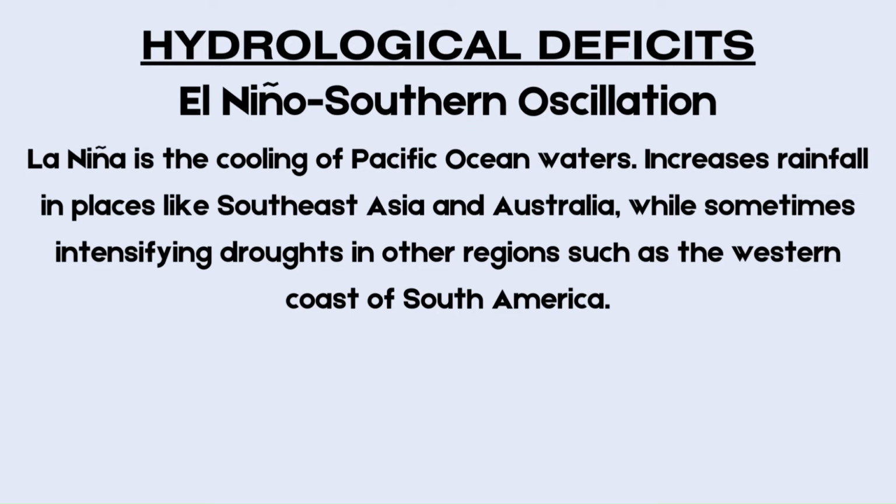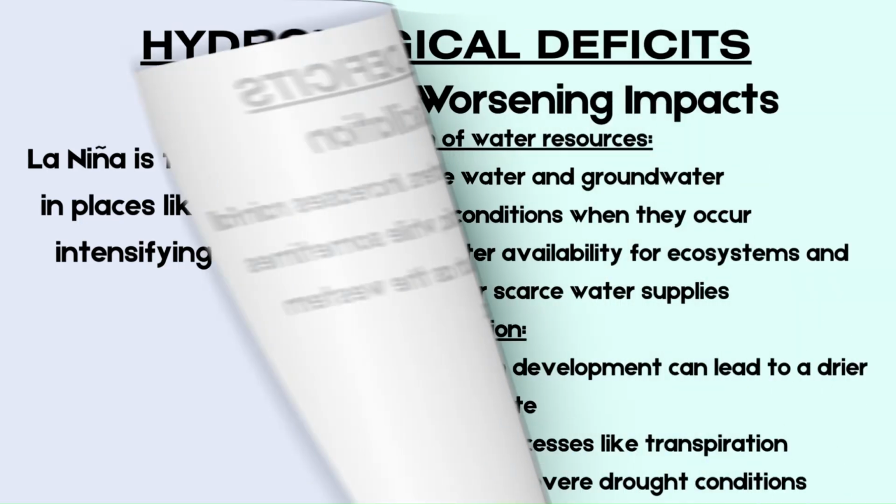This cooling generally leads to the opposite effect, increasing rainfall in places like Southeast Asia and Australia, while sometimes intensifying droughts in other regions such as the western coast of South America. Both phases can last several months to over a year and have significant global impacts, including alterations to the hydrological cycle, which may exacerbate drought conditions in certain regions or trigger intense rainfall and flooding in others.